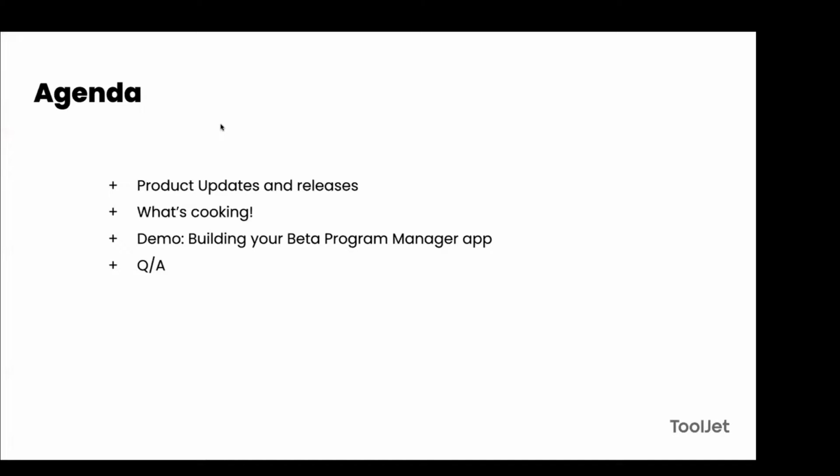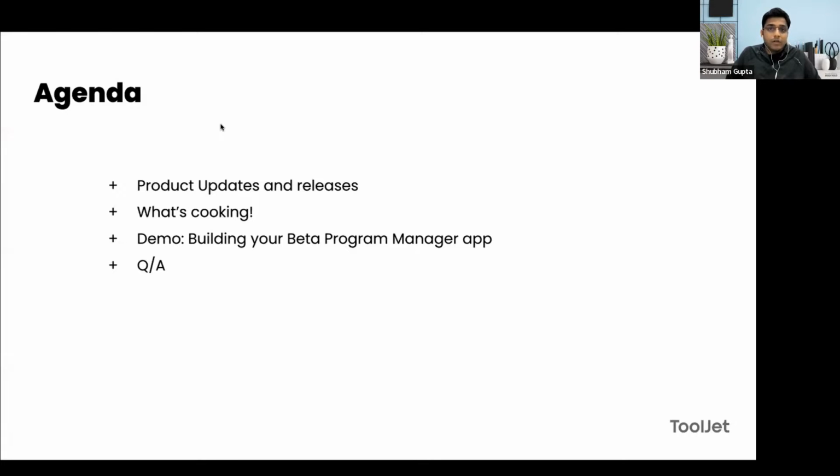So quickly going through the agenda. As usual, we will go to the product updates first and see what we released recently and what we are going to release up next. Then we will have a demo with Teja on a new app which we are building called Beta Program Manager app. And then we'll open the floor for some question and answers which you might have on product or company, on ToolJet, or anything in general.